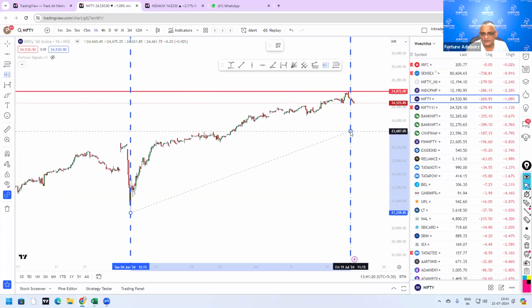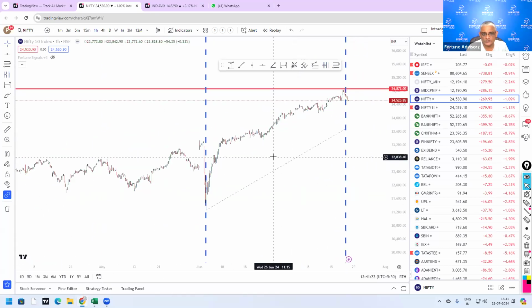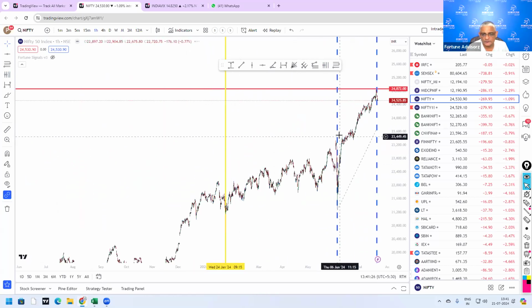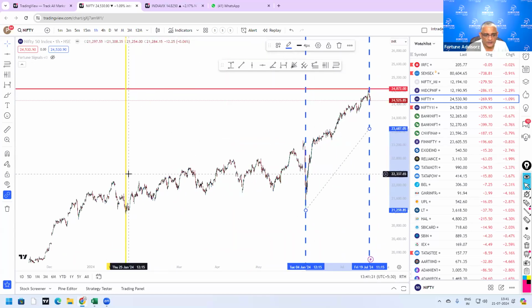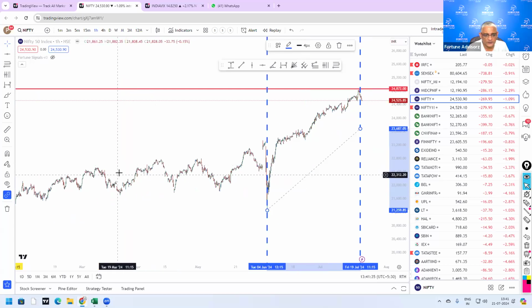Which candle did I say? 11:15 to 3:15. No. Okay, so now if I put it somewhere, one second. It happened on 19th, one second. February 15th or 19th. Yeah.